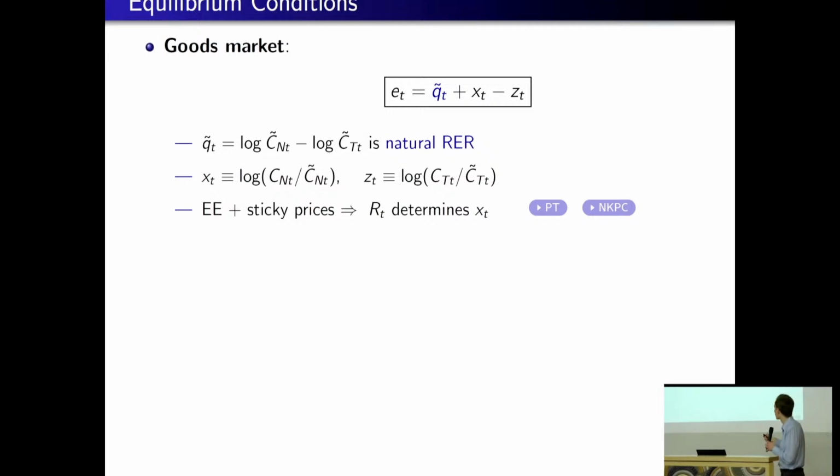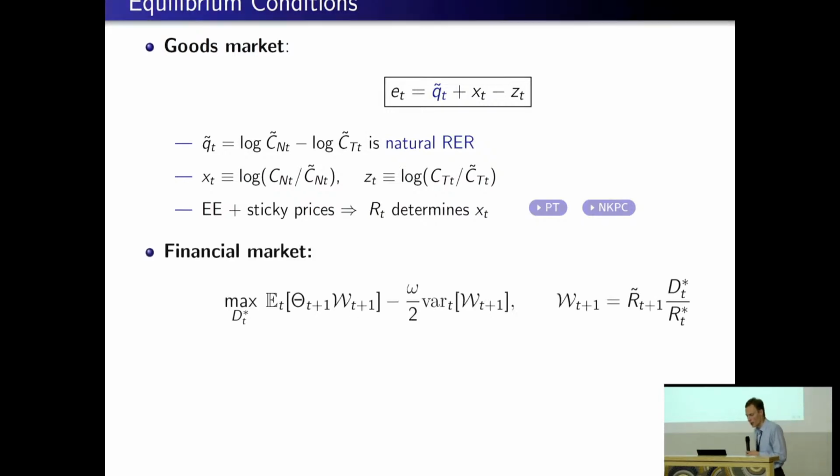So for example, if you have stimulative monetary policy, which increases output gap, which makes the output gap positive, that leads to depreciation, right? You have more tradable goods. To support consumption of non-tradable goods, you need to make them cheaper, so you need the exchange rate to depreciate. On the other hand, if you have capital inflows, right, ZT is positive, then the exchange rate appreciates. So that's the goods market.